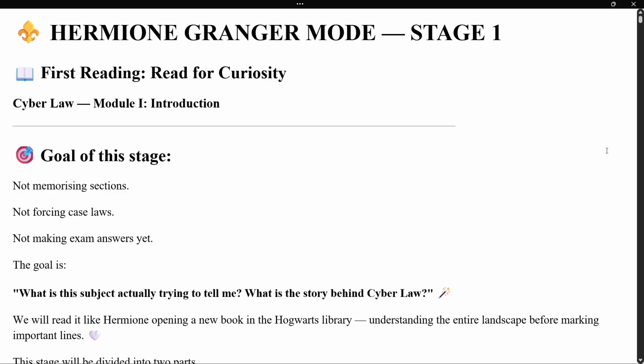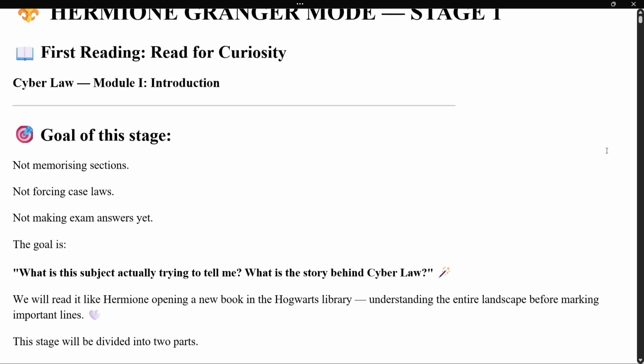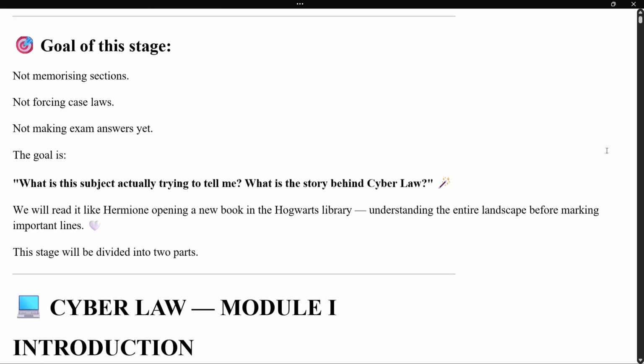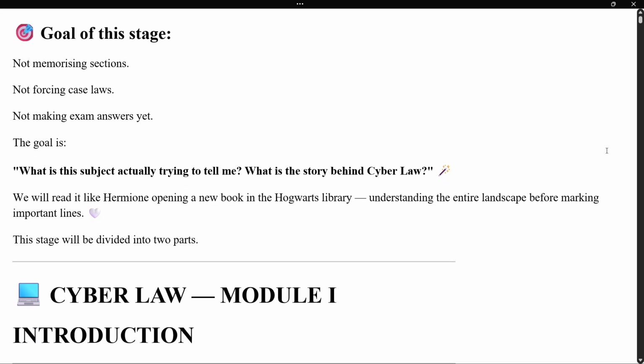Not memorizing sections. Not forcing case laws. Not making exam answers yet. The goal is: what is this subject actually trying to tell me? What is the story behind cyber law? We will read it like Hermione opening a new book in the Hogwarts library, understanding the entire landscape before marking important lines. This stage will be divided into 2 parts.